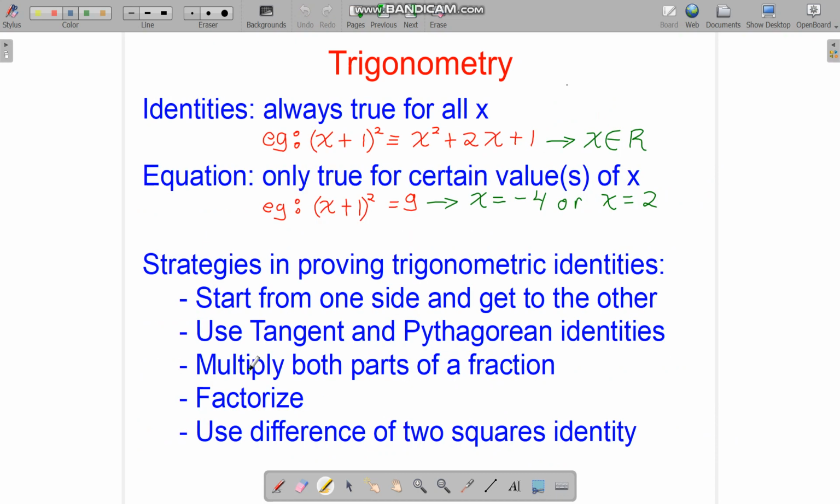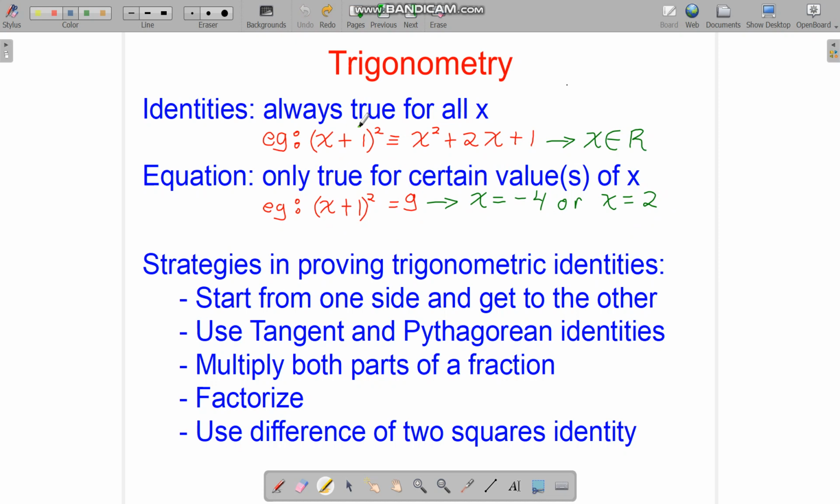Identities means always true for all x. So for example, this is an algebraic identity. Whatever the x is, the equation is always true. This is an equation. It's not true for all x. It's only true when x is minus 4 or x is 2. So of course we can solve this kind of equations, but there's nothing to solve for identities.